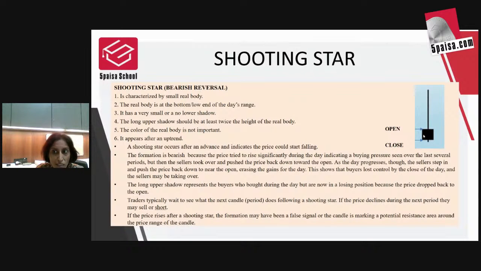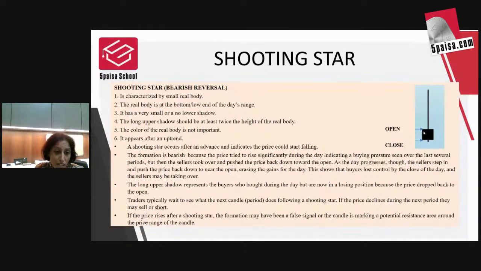So the moment you get this kind of an indication that the sellers are taking over, it is understood that the reversal is likely to follow. So the long upper shadow represents the buyers who bought during the day but are now in a losing position because the prices dropped back to the day's low.